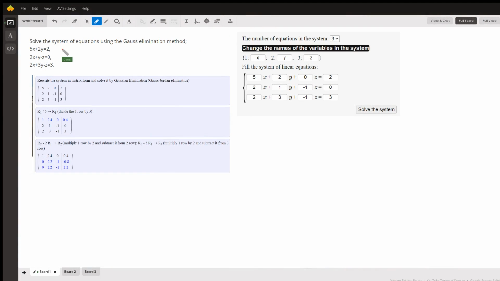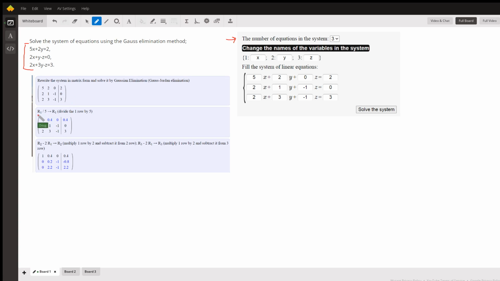Okay, you're asked to solve this system of three linear equations and three unknowns using Gauss-Jordan elimination. I'll send you a link to this online site where you can solve a system using Gaussian elimination. But I just want you to notice the notation here. Here's the augmented matrix, where these are the coefficients of x, y, and z respectively, and these are the constants.